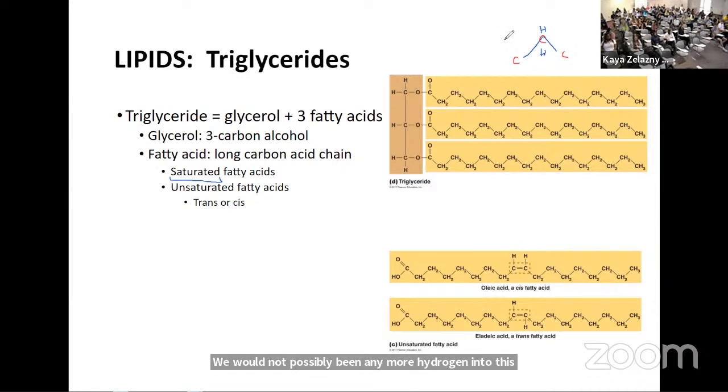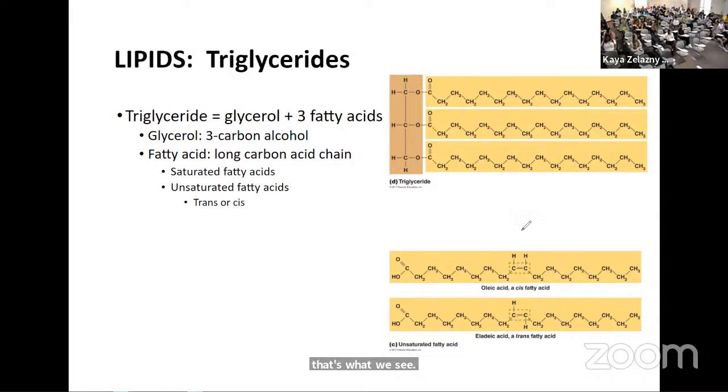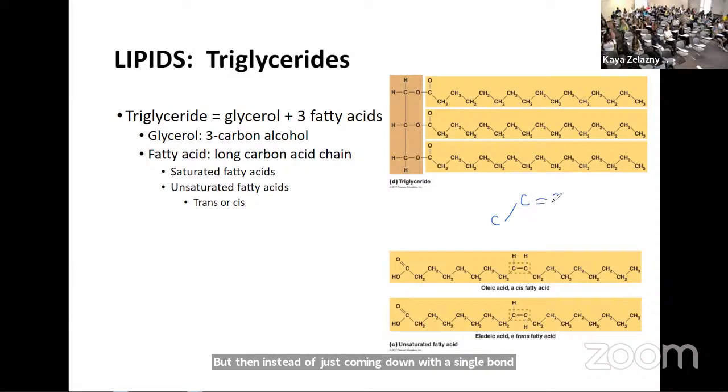By contrast, an unsaturated fatty acid has kind of imaginary room for more hydrogen. So that's what we see below. Here, you can see a bit of a disruption in that squiggle form. So we have a carbon, we're going up to another carbon, but then instead of just coming down with a single bond to the following carbon, we have a double bond to the following carbon before our next single bond.